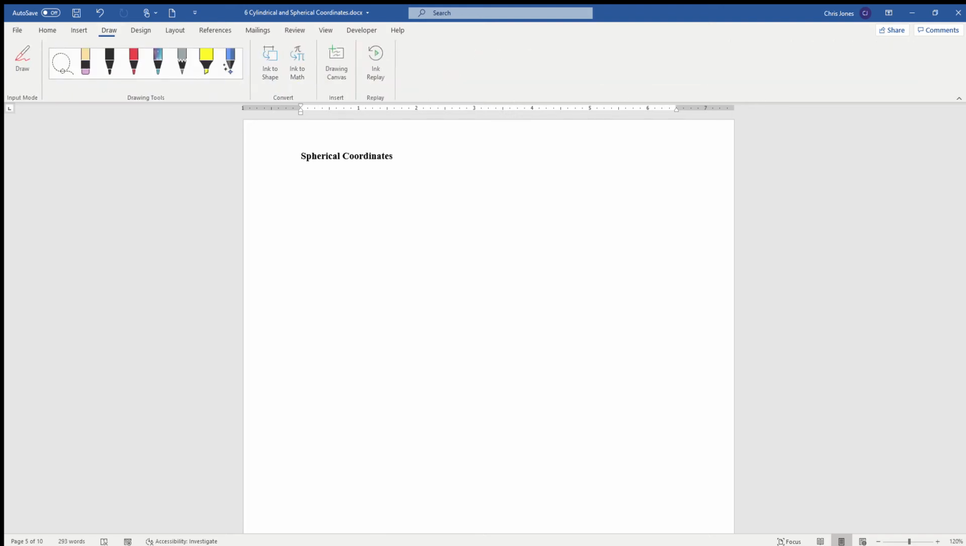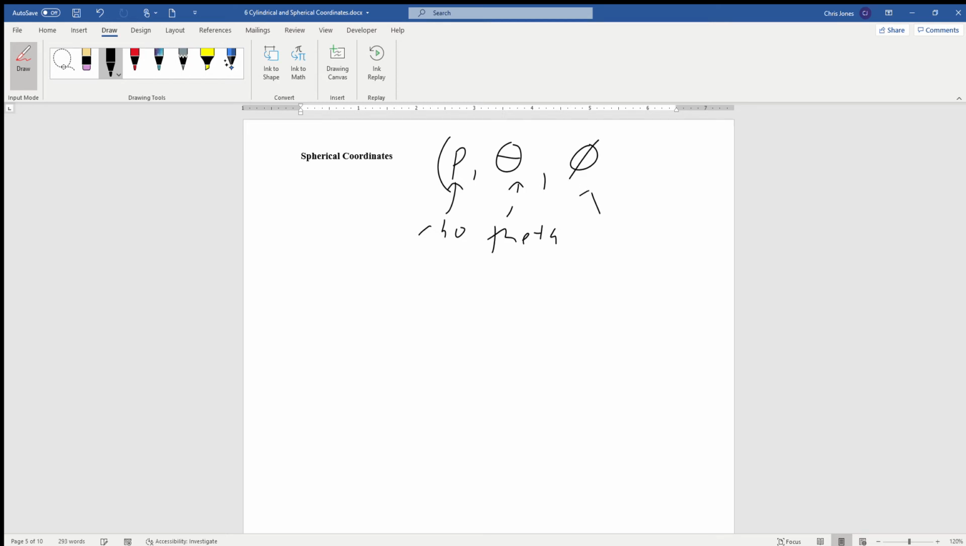The first parameter is the distance from the origin, which we're going to call rho. The second parameter is theta. And then finally, we have phi. Theta and phi are angles. Rho is the distance from the origin.